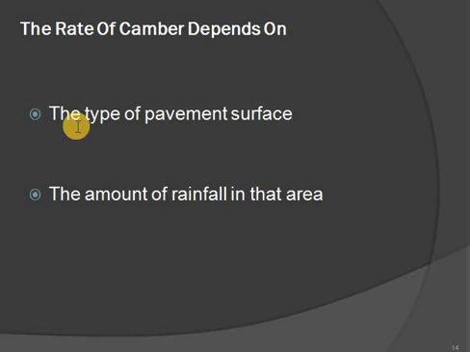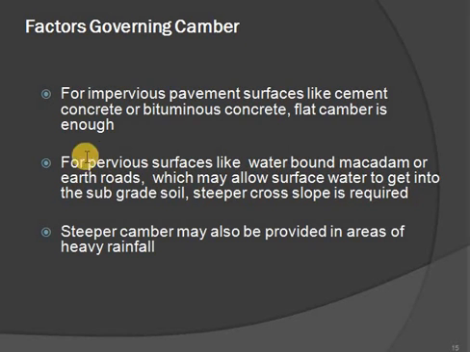The rate of camber depends upon the type of pavement surface and the amount of rainfall in that area. For impervious pavement surfaces like cement concrete or bituminous concrete, flat camber is enough. For pervious surfaces like water-bound macadam or earth roads, which may allow surface water to get into the substrate soil, a steeper cross slope is required, and steeper camber may also be provided in areas of heavy rainfall. Steeper camber means steeper slope. Heavy slope will be provided at places of heavy rainfall.